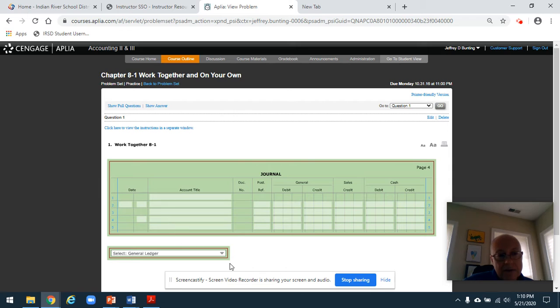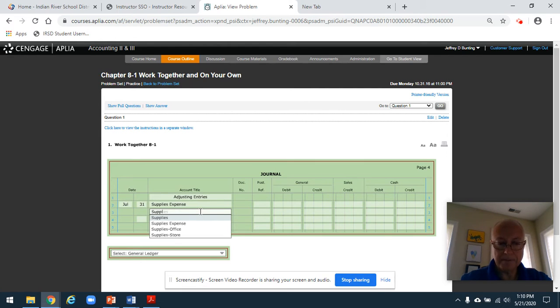So we have entries we've got to make here. Our first one is adjusting entries. We're at the end of the month, so we're looking at July. So July 31st. Okay, and we need to adjust supplies first. I don't even have to look at it, just supplies expense. And then supplies. So pull up the problem here real fast.